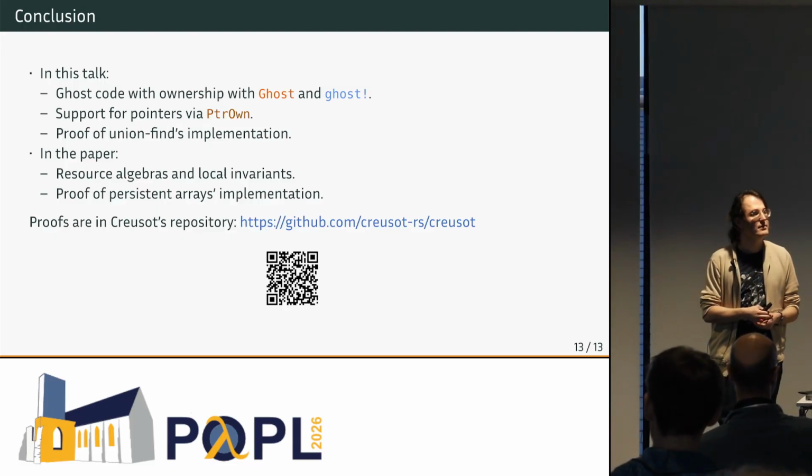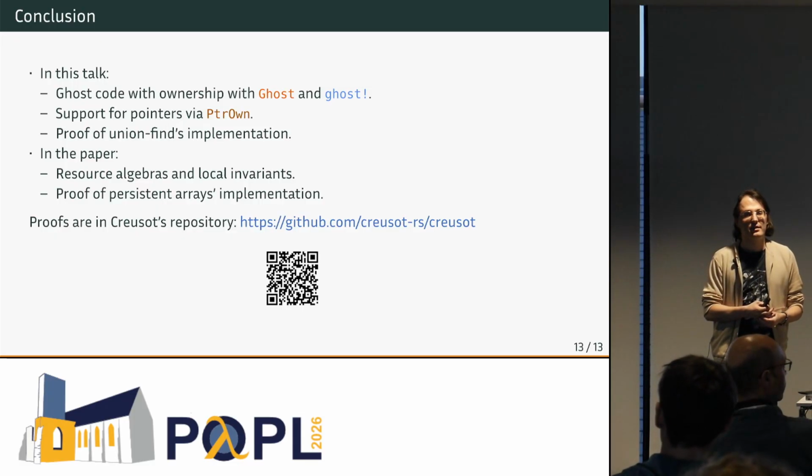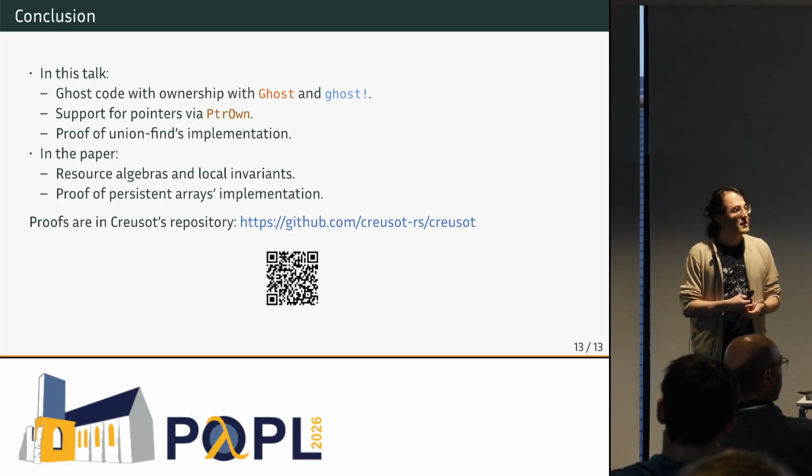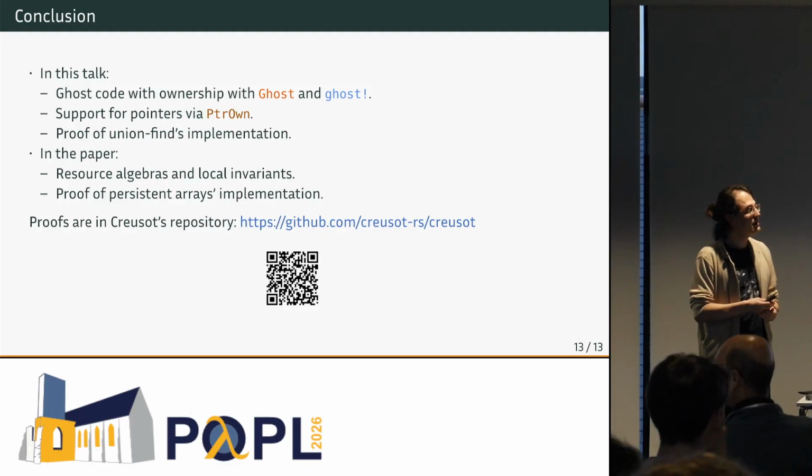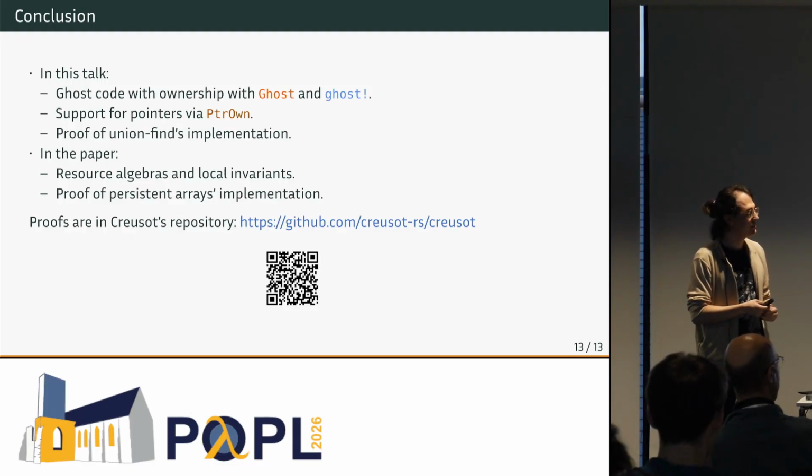We have time for a few questions. So I'll start. You said that you took inspiration from Verus, right? By adding ghost code in this way that is borrow checked to Creusot, do you have new capabilities that Verus doesn't have?